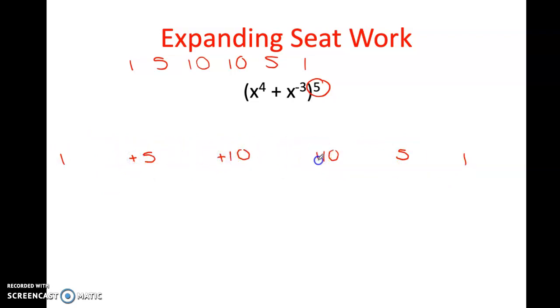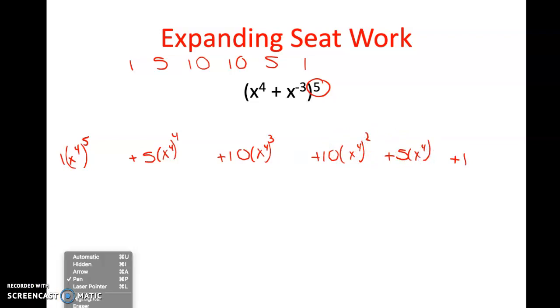Put a plus, a plus, a plus, a plus, and a plus. Okay, so we're going to have x to the 4th, in parentheses, raised to the 5th power. Then x to the 4th, in parentheses, raised to the 4th power. Then x to the 4th raised to the 3rd, x to the 4th squared, and then x to the 4th raised to the 1st.